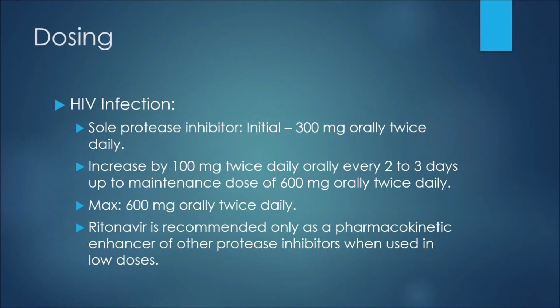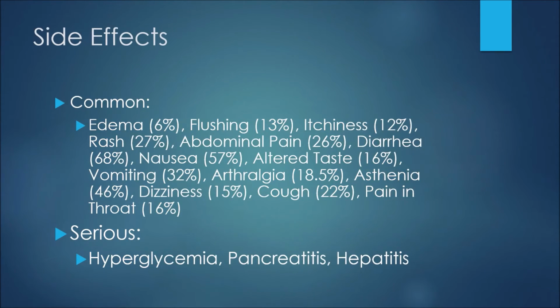Now for an example of dosing with Ritonavir. So in the treatment of an HIV infection, if it was the sole protease inhibitor on board, we may see an initial dose of 300 milligrams orally twice daily. You would then increase the dose by 100 milligrams twice daily, orally, every 2 to 3 days, up to a maintenance dose of 600 milligrams orally twice daily. And that would be the maximum dose, 600 milligrams orally twice daily. It should be noted that Ritonavir is recommended only as a pharmacokinetic enhancer of other protease inhibitors when used in low doses.